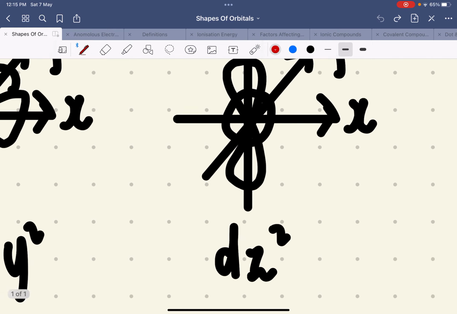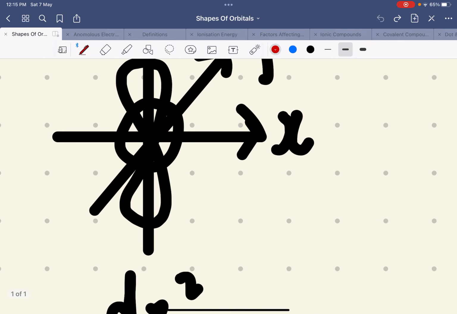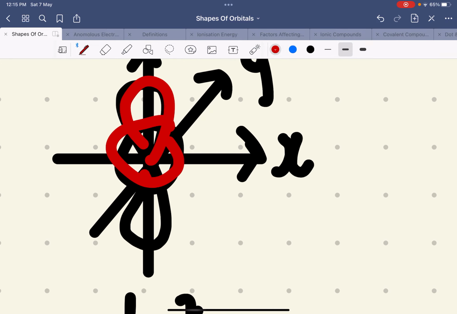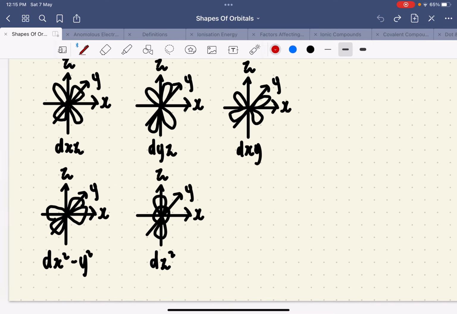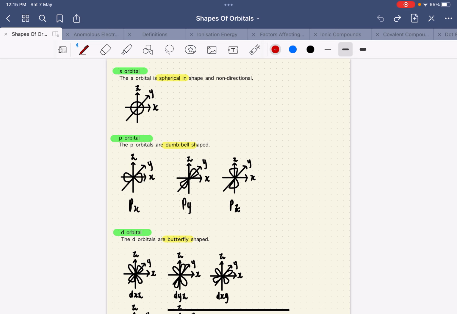Okay, then look at the dz squared. This one's super easy to know. This one is so unique, right? Although it looks the most complicated, it's the easiest to memorize because it's very unique. That's all.